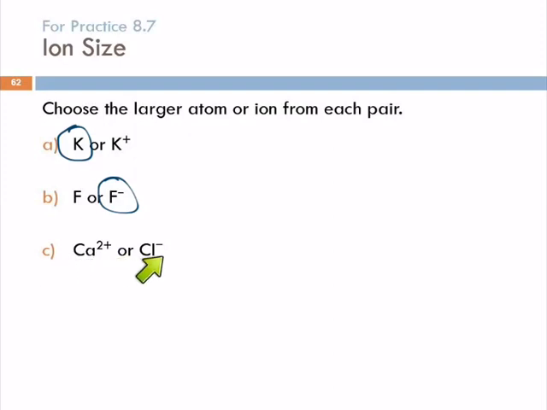Now these two, one's a cation, one's an anion. They're two different elements. We're only going to do isoelectronic ones. And it may not be obvious, but these are isoelectronic. Right? So calcium has 20 protons, 18 electrons. Chlorine has 17 protons and 18 electrons. The effective nuclear charge is greater on the calcium. There's a higher attraction for the electrons. They pull in, and so the chloride is larger. Any questions?